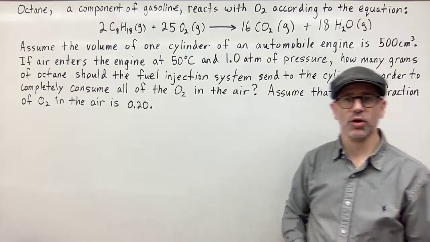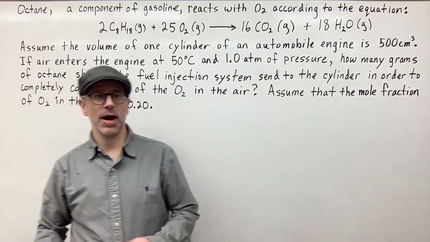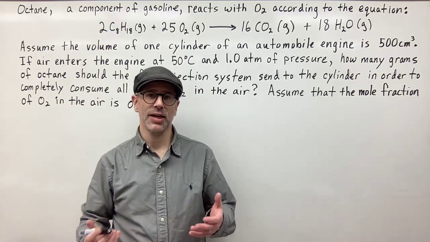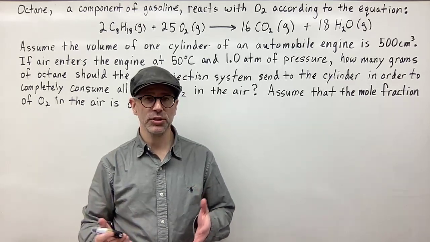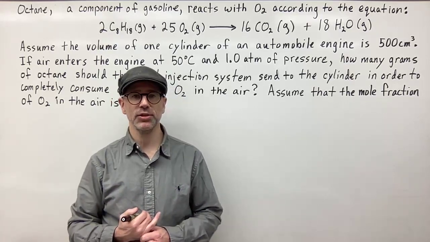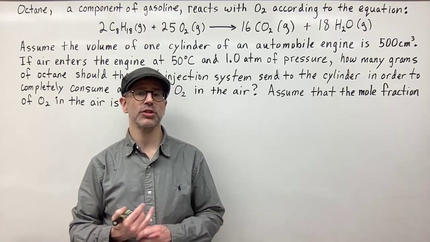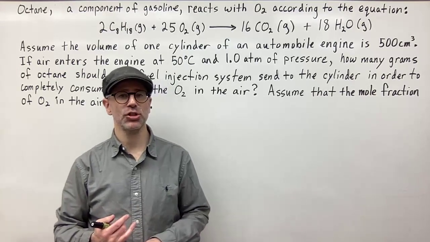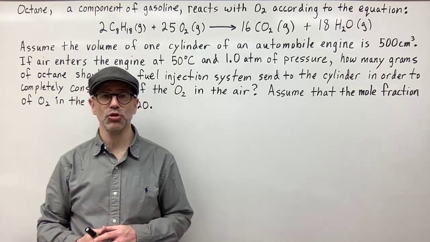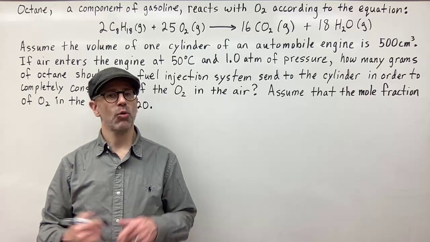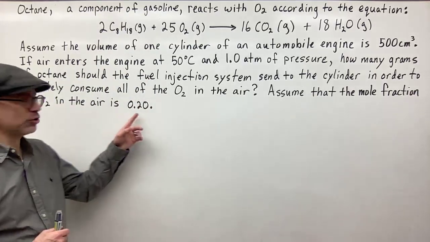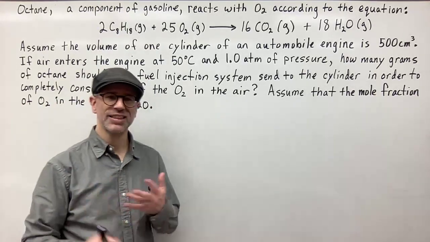It reacts with 25 moles of oxygen gas, which is then going to give 16 moles of carbon dioxide and 18 moles of water. So in this problem, we're going to assume that the volume of one cylinder in an automobile engine is 500 cubic centimeters. If air enters the engine at 50 degrees Celsius and 1.0 atmospheres of pressure, how many grams of octane should the fuel injection system send to the cylinder in order to completely consume all of the oxygen in the air? We're going to assume for this that the mole fraction of oxygen in the air is 0.20.